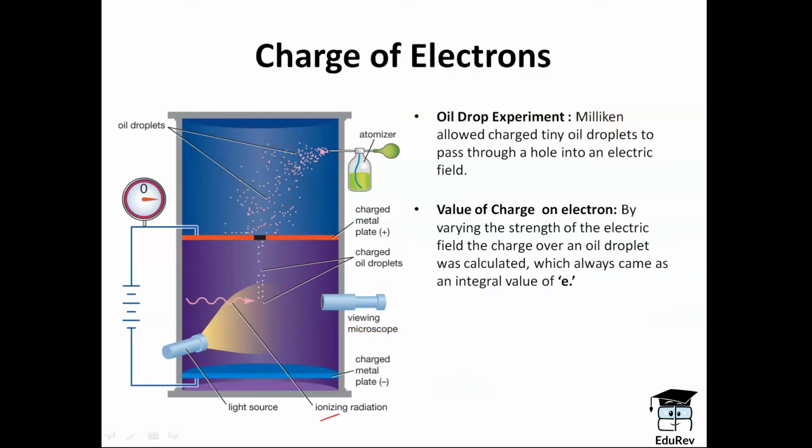Here we'll be discussing the role of ionizing radiation. X-rays were passed through the second chamber to ionize the air inside. The air inside collided with the oil droplets, making them charged. So now, we had charged oil droplets.